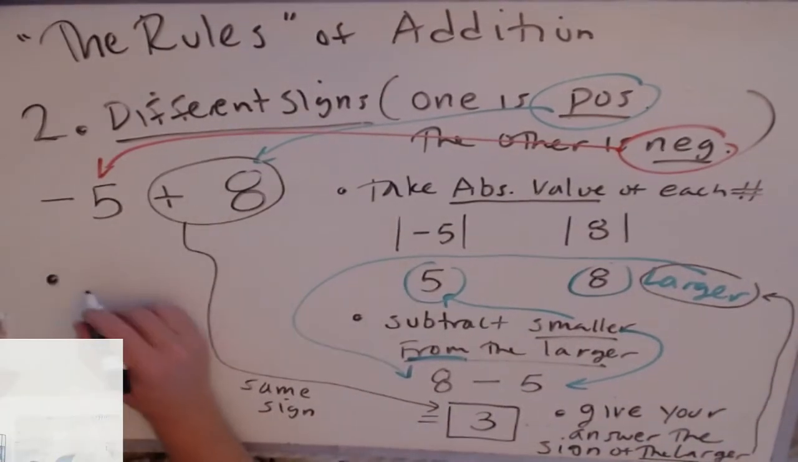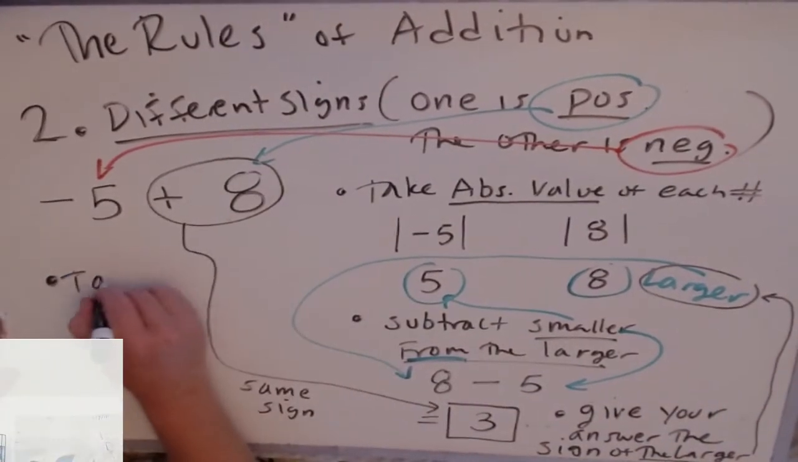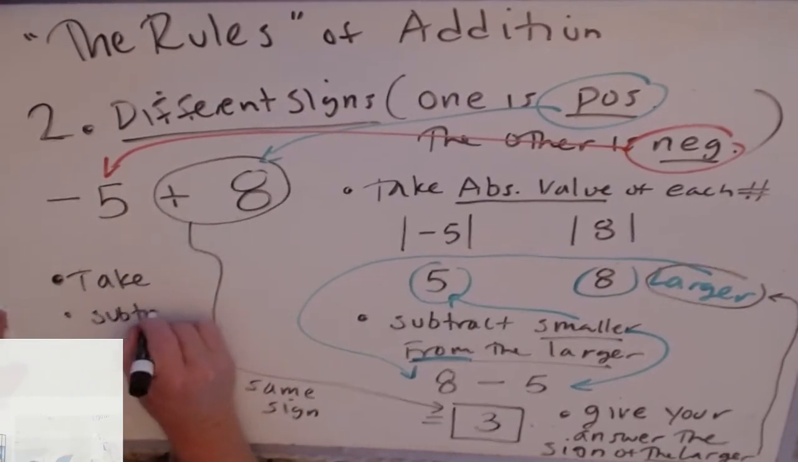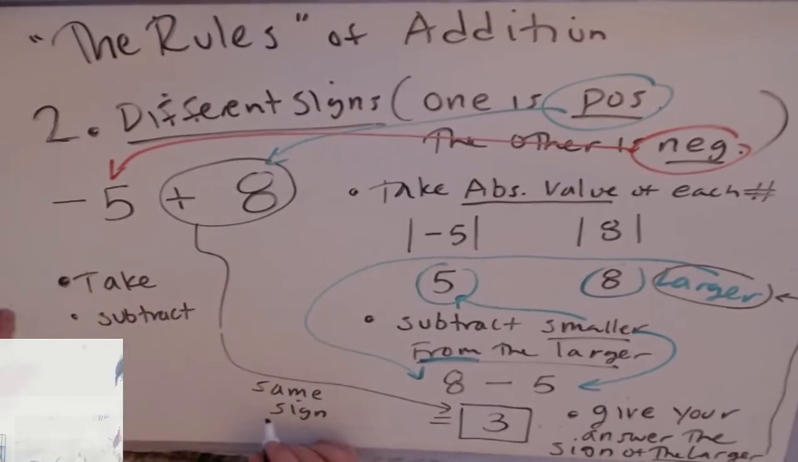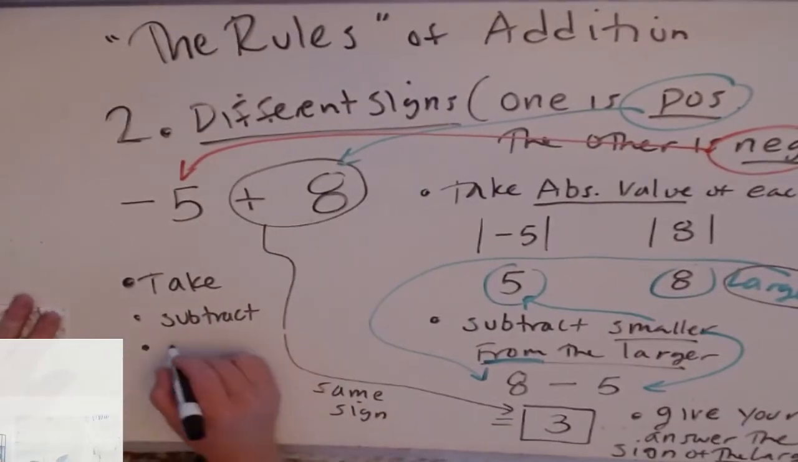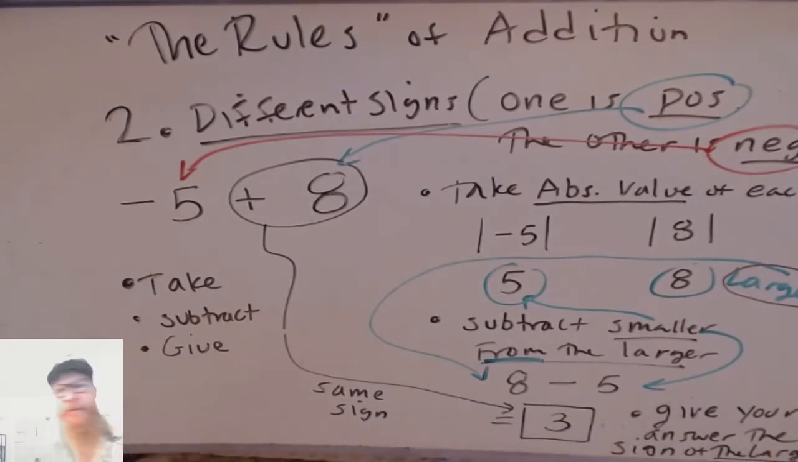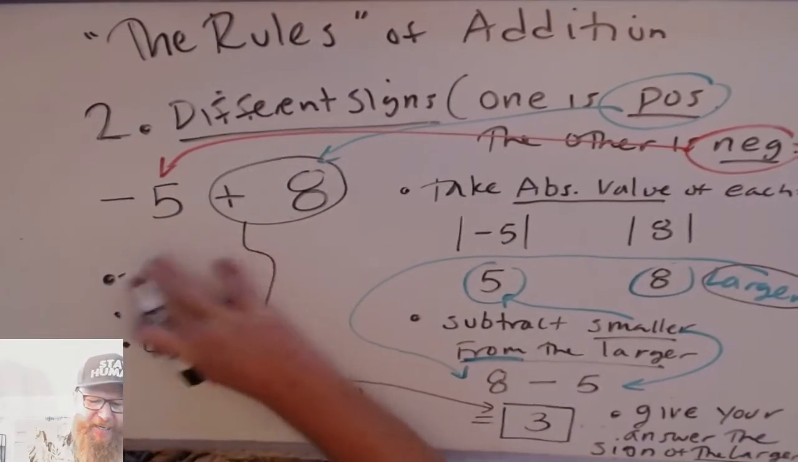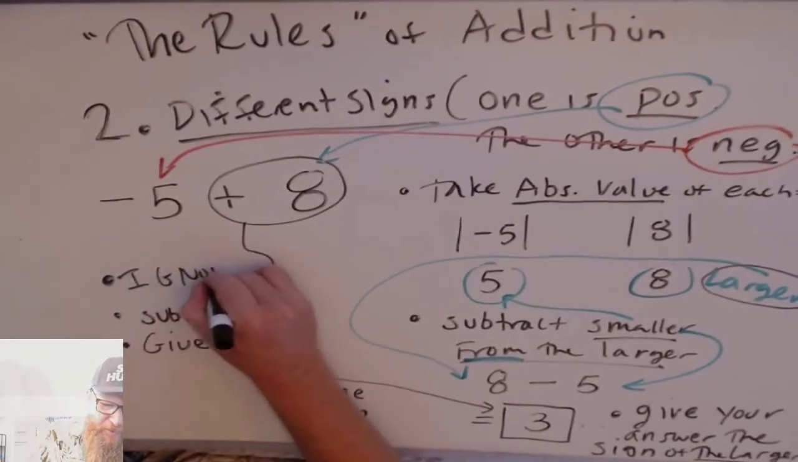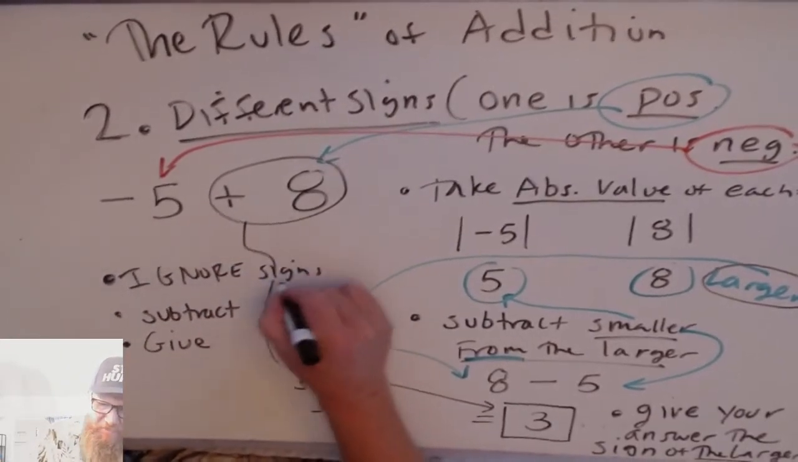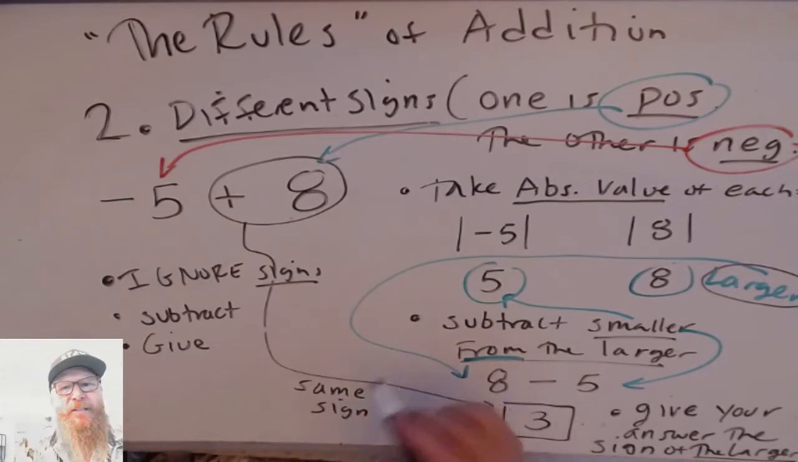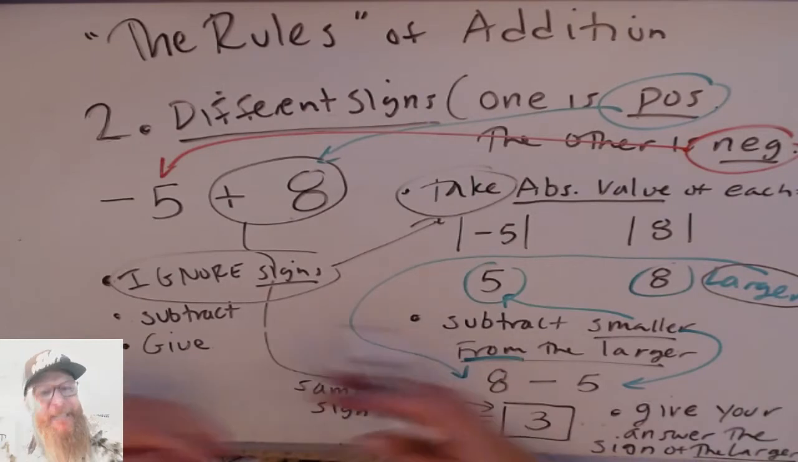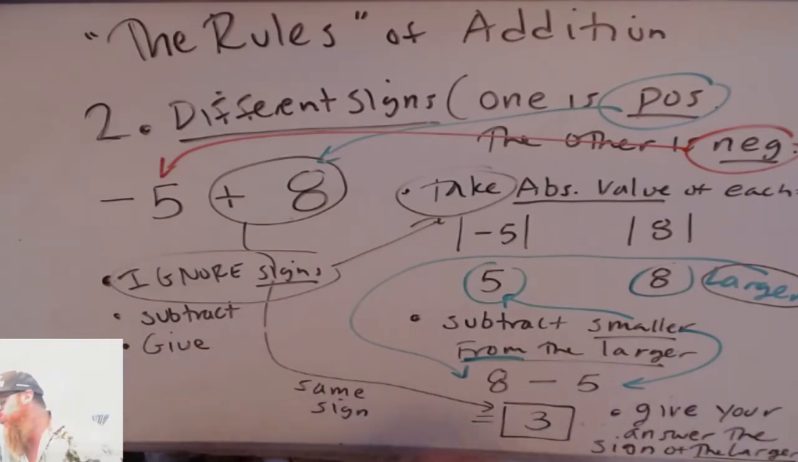So this is sometimes memorized as take the absolute value, subtract, and then give. And sometimes instead of take, what we'll say is ignore. So ignoring the signs, sometimes we call that taking the absolute value of the numbers.